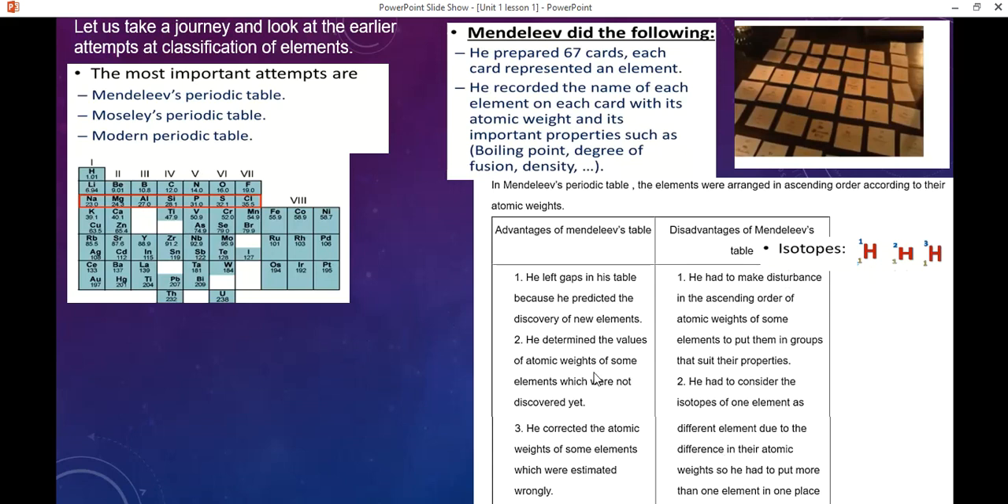So, one more time, the advantage and disadvantage of Mendeleev periodic table, the first real attempt of classification of elements. The advantage: left gaps, determined and corrected atomic weight. Disadvantage: disturbance of ascending order of atomic weight and couldn't deal with isotopes.